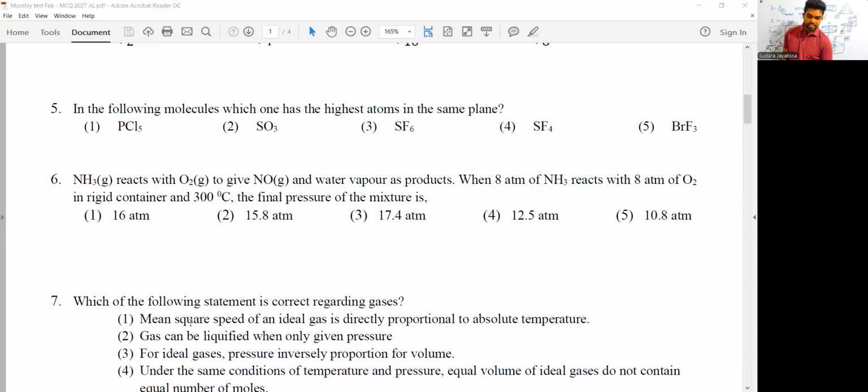Sixth one is asking a small chemical calculation question linked with gases. Okay, this is a good one. I think we did the same question in our class. Anyway, you might remember that one. Let's try this and see.